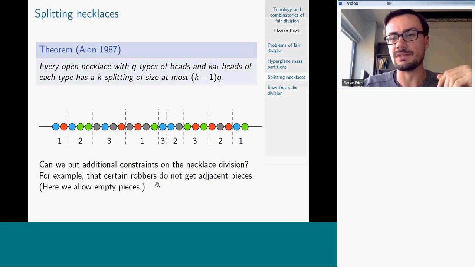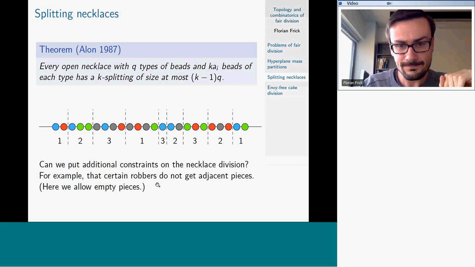So if one wants to hand the necklace to three, then he first hands it to two. Two doesn't cut anything off and then hands it to three, and that's considered one cut.